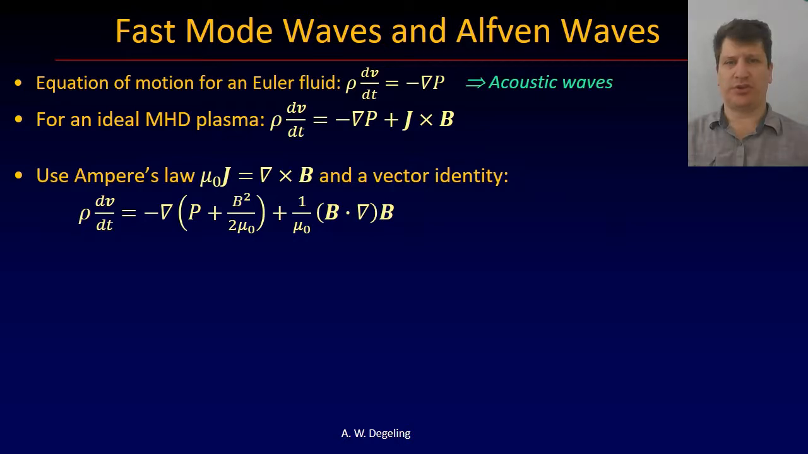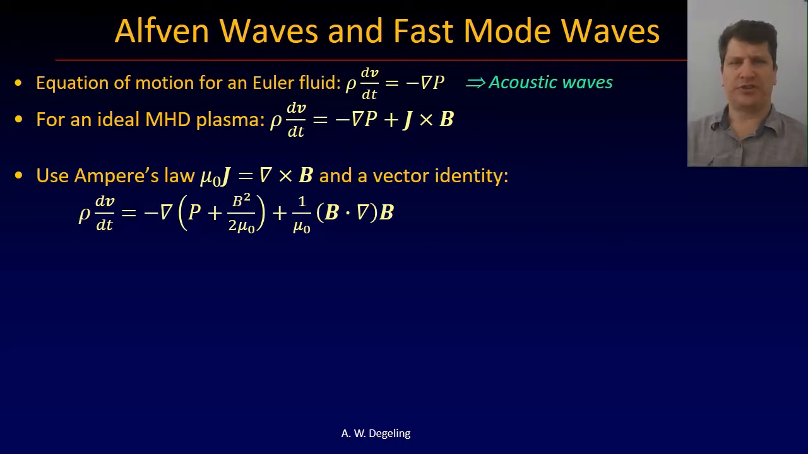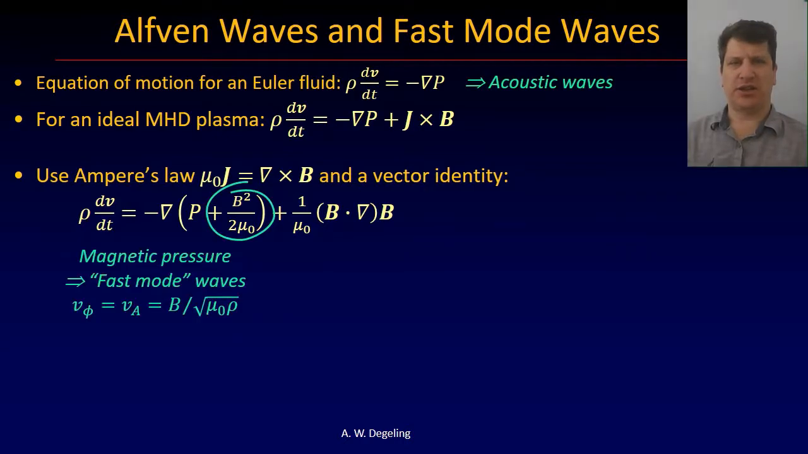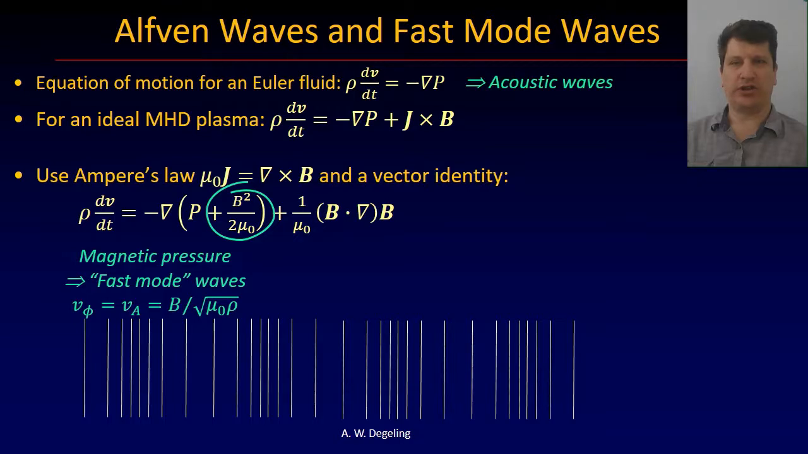Here there are two terms on the right-hand side which give rise to distinct wave types. The first term shows that the magnetic energy density, or magnetic pressure, plays the same role as the kinetic pressure P in this equation. This is actually the dominant term in my area of interest, which is the inner magnetosphere. In this case, compressive flows push field lines together, which increases the local magnitude of B. This gives rise to a restoring force, which acts against the compression. The resulting fast mode waves propagate isotropically at the Alfvén speed, which is given by B divided by the square root of mu naught rho.